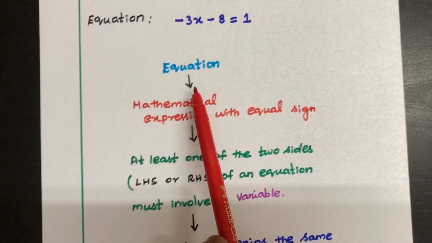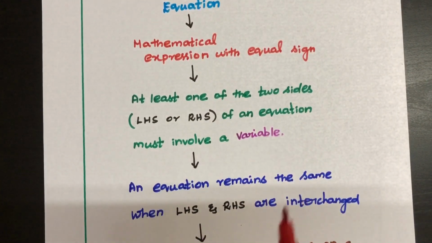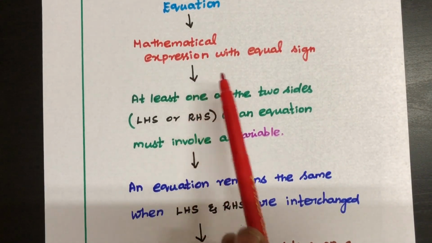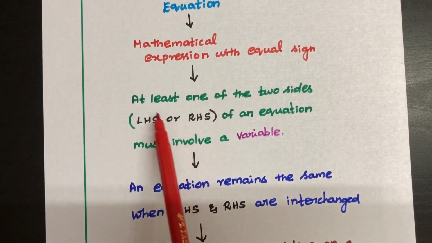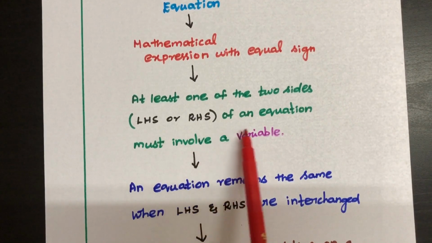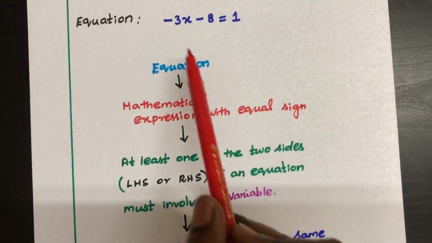Now, what is an equation? A mathematical expression with the equal sign. Just if you know what an equation is, always put it in your mind. A mathematical expression with the equal sign is called an equation. Next, at least one of the two sides of an equation must involve a variable. At least one of the sides.